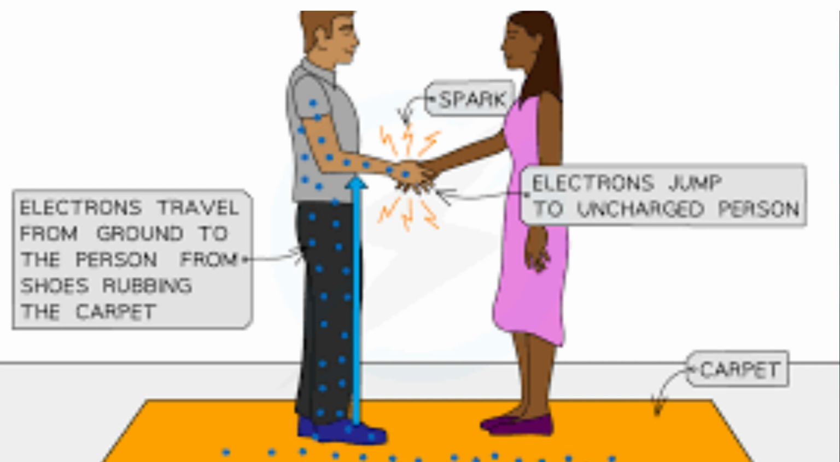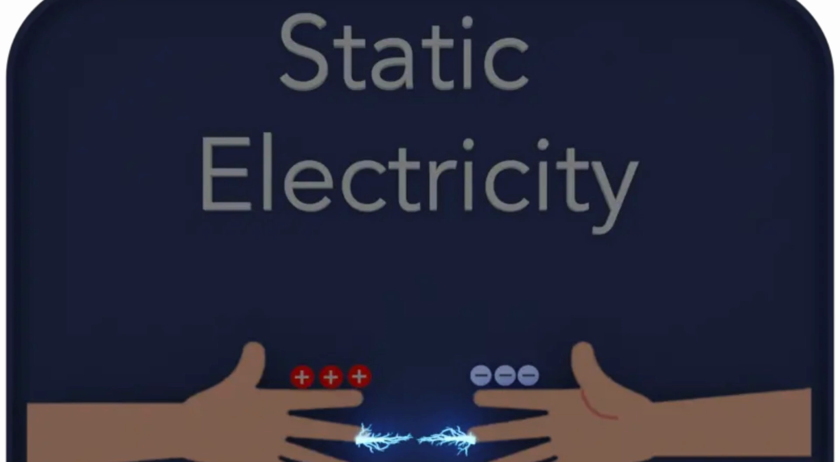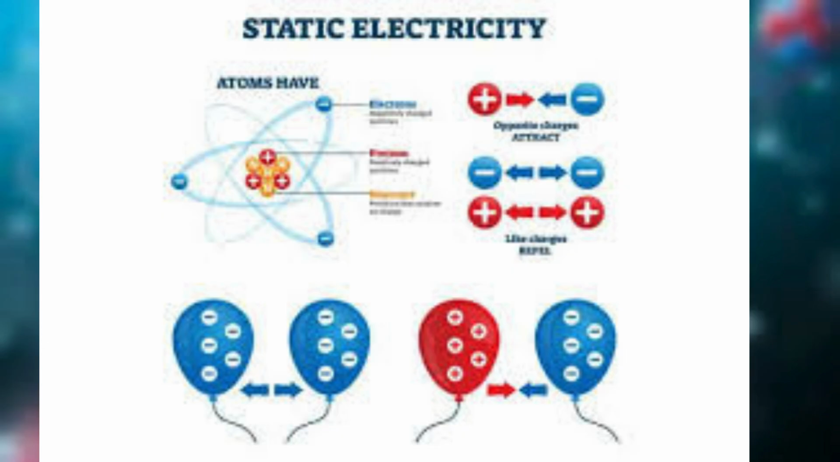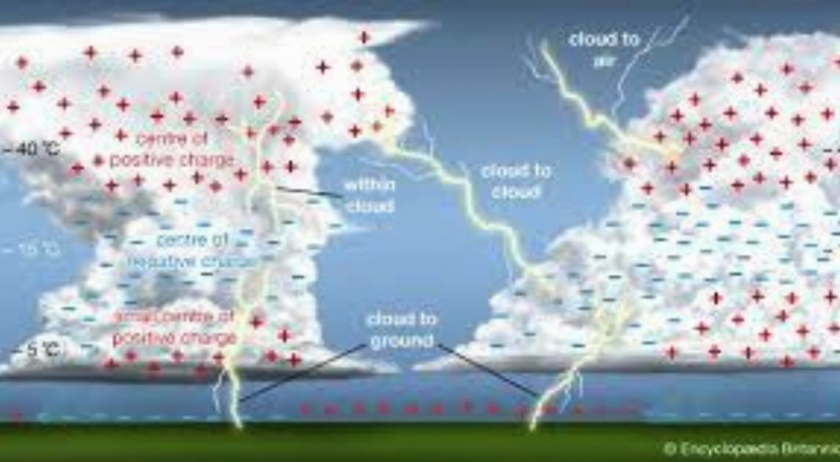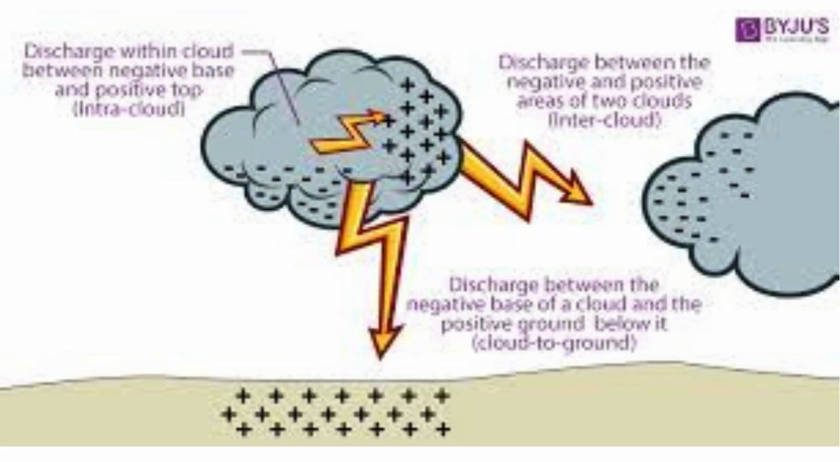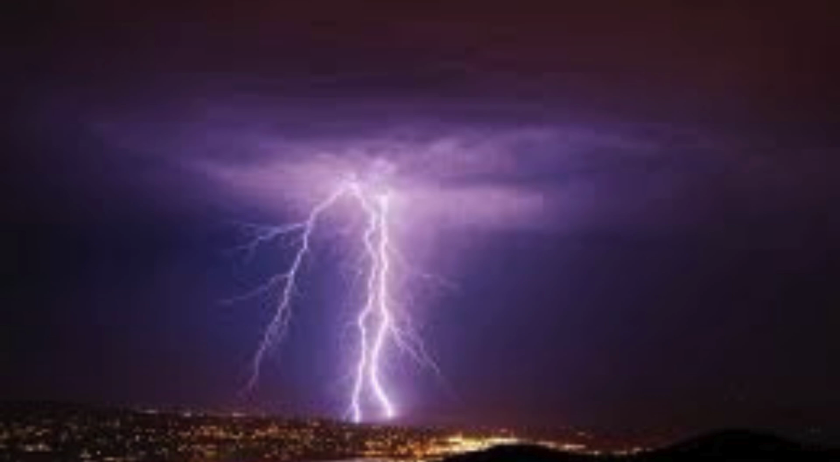Now, remember, static electricity happens when there's an imbalance between positive and negative charges. When those charges are able to balance out, that's when you see or feel the effects of static electricity, like shocks, sparks, or even lightning. Lightning is one of the most dramatic examples of static electricity. Inside a thundercloud, different parts of the cloud become positively or negatively charged. When the charge difference becomes too great, electrons move through the air to balance it out, and that's what we see as a lightning bolt.